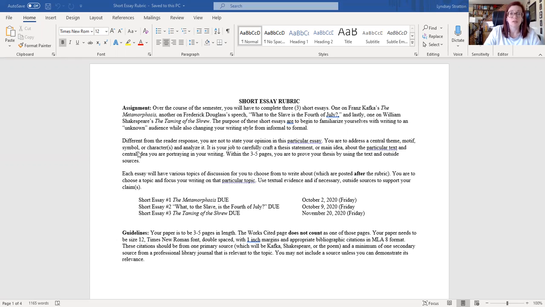Over the course of the semester, you'll complete 3 short essays, one on The Metamorphosis, another on Frederick Douglass's speech, What to the Slave on the 4th of July, and lastly, one on William Shakespeare's play, The Taming of the Shrew. The purpose is to begin to familiarize with this type of writing style, along with writing to an imaginary audience. We also have to be able to switch our writing style from informal to formal. Keep in mind that this means you are dropping the first and second person perspective. So we are no longer using I, me, we, you. Watch the yous. Remember to utilize the terms they, them, there, or persons or people.